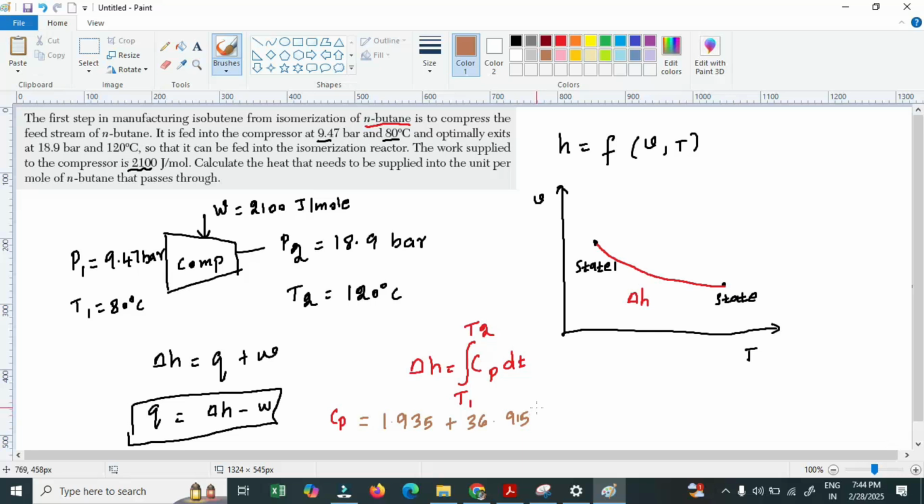What we can do is directly substitute this Cp value here and integrate. So it is a capital T. And we can integrate to find the del H value, and we can find the Q. But actually, we can't take this data directly to here, because if you look at the annexure table, this data is applicable only for ideal gas. Okay, this is only applicable for ideal gas.